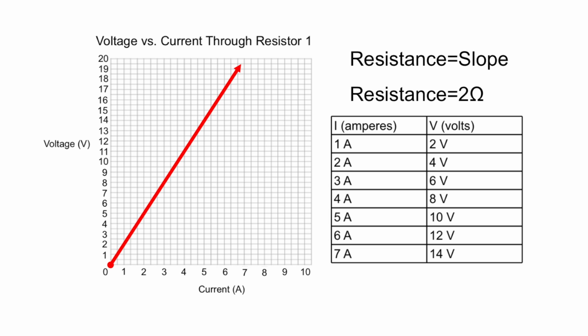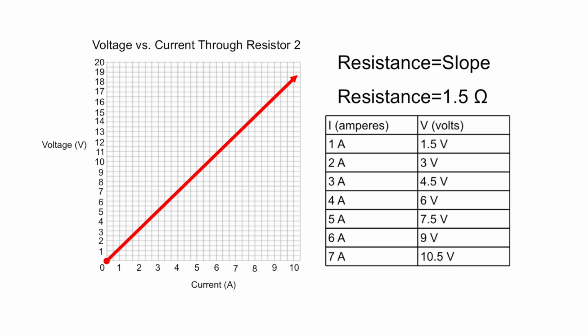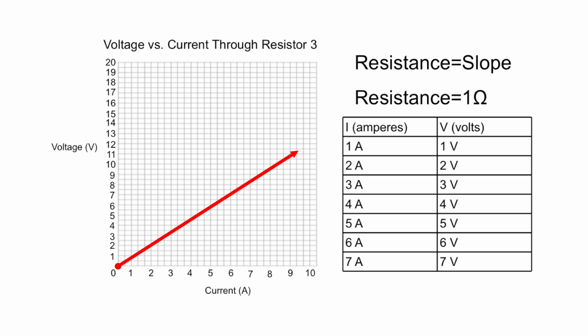The following is a best fit line for resistor 1. The slope of the line is 2 ohms, therefore the resistance of the resistor is 2 ohms. The following is a best fit line for resistor 2. The slope of the line is 1.5 ohms, therefore the resistance of the resistor is 1.5 ohms. The following is a best fit line for resistor 3. The slope of the line is 1 ohm, therefore the resistance of this resistor is 1 ohm.